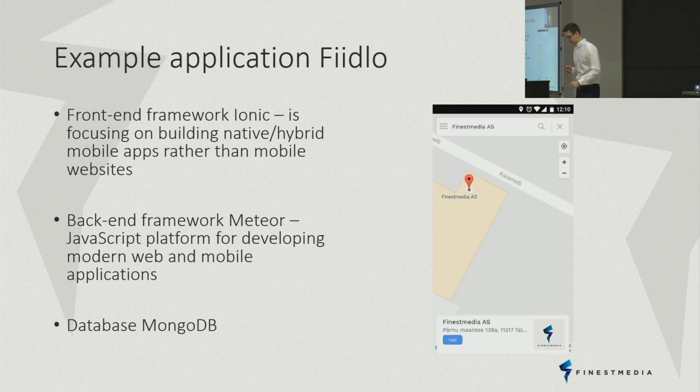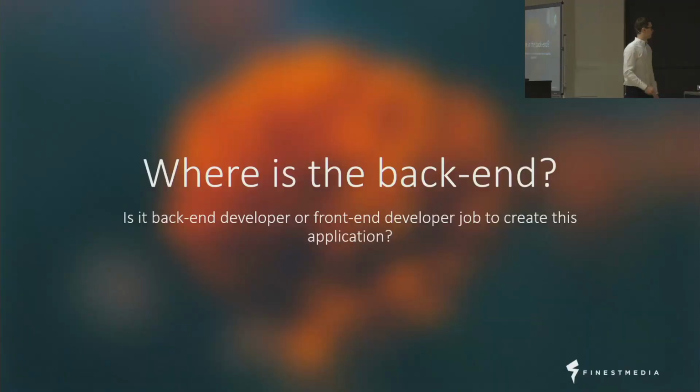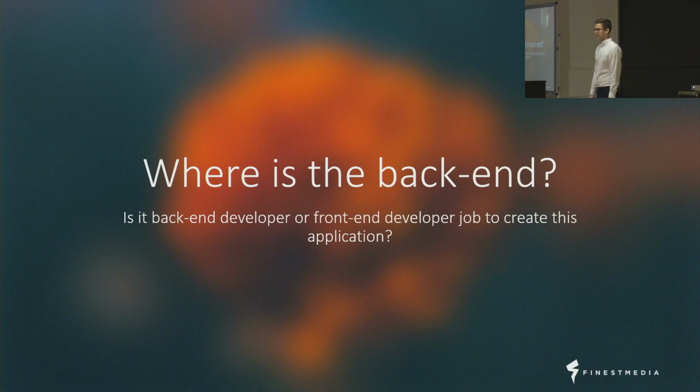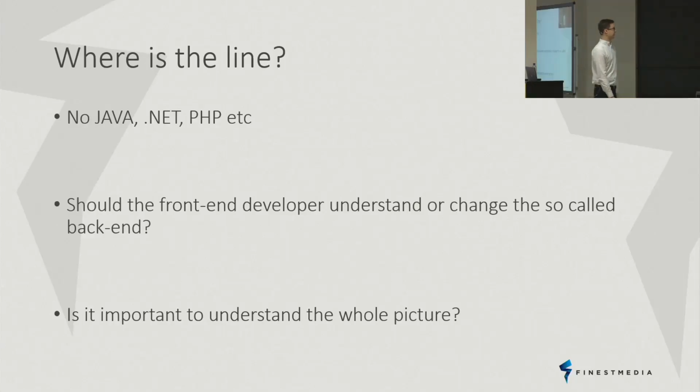So we have two applications, and they are both pure in JS. So where is the backend? Is this a backend developer job or a front-end developer job? So how do we know who has to develop it? So basically, where is the line?